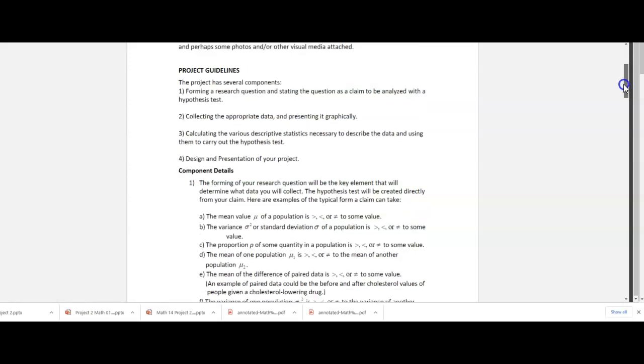Project guidelines. The project has several components. Number 1, forming a research question and stating the question as a claim to be analyzed with a hypothesis test. Number 2, collecting the appropriate data and presenting it graphically. Number 3, calculating the various descriptive statistics necessary to describe the data and using them to carry out the hypothesis test. Number 4, design and presentation of your project.